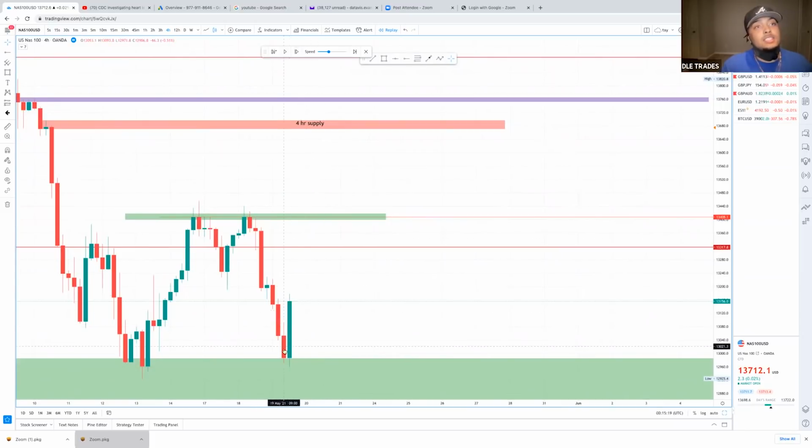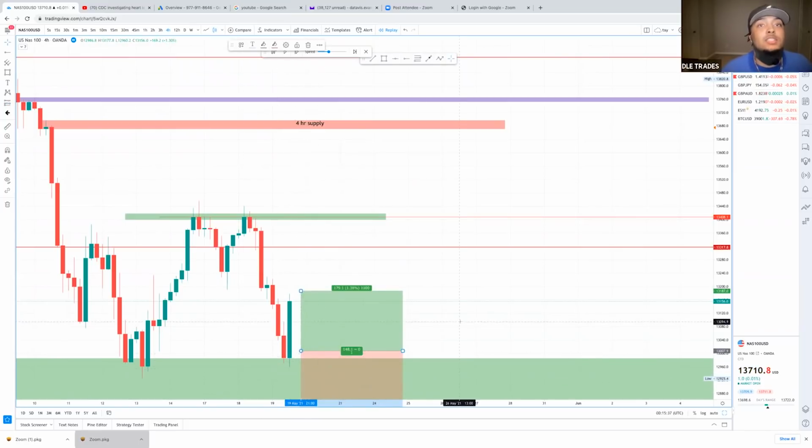So check that out, guys. Another double bottom inside of demand. Look how it reacts to that level almost perfectly, right? So this also could have been another entry. We come back down into this demand. We see rejection.